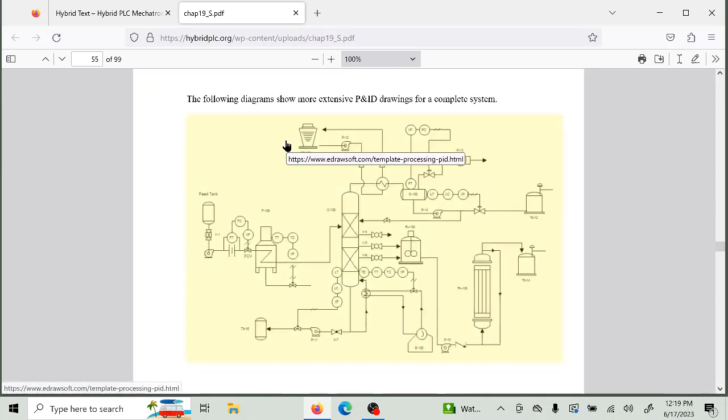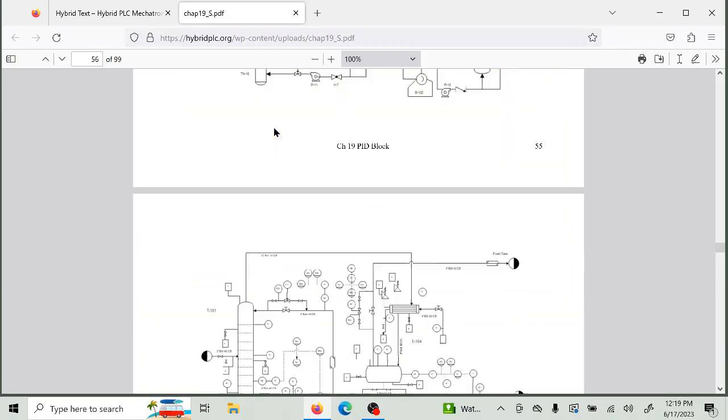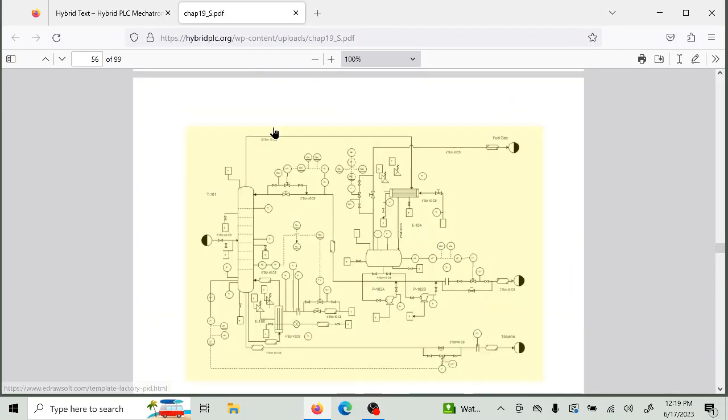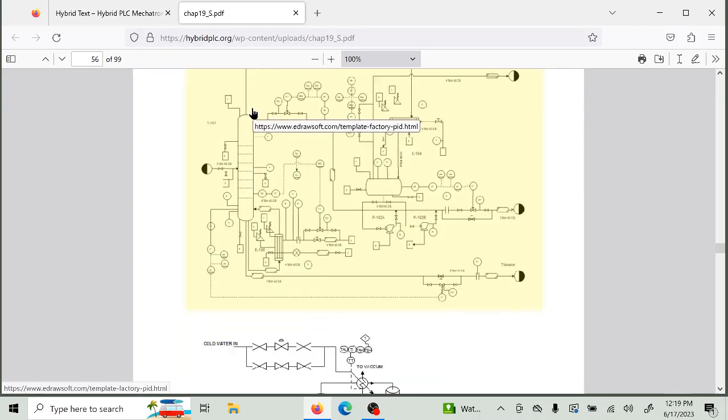You say, well, how big do P&IDs get? Well, they get big, and these are some examples. I just took some pictures that maybe give you some ideas as to how big they get. They get very big and very complicated, but they're all based on something IC, something RC to get you started, and then you go from there.